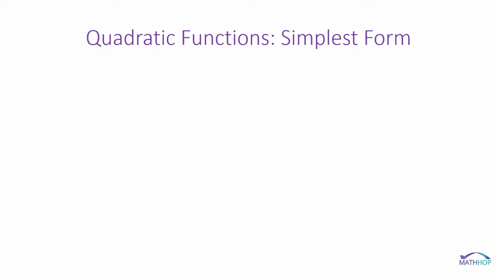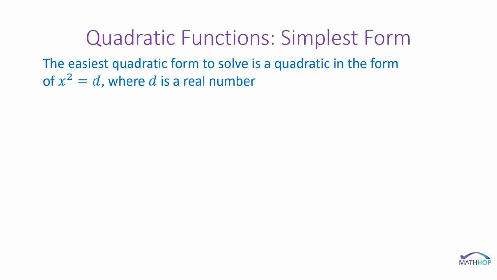Quadratic functions in simplest form. So what is its simplest form? What's the easiest form of a quadratic? Well, the simplest form is x squared equals d, where d is simply a real number. When we are given these, and in fact we are going to solve some right now, we simply use inverse operations. The only thing you have to remember is what the inverse of squaring a number is.